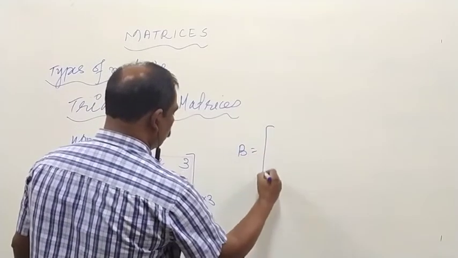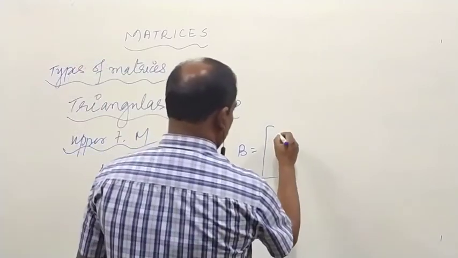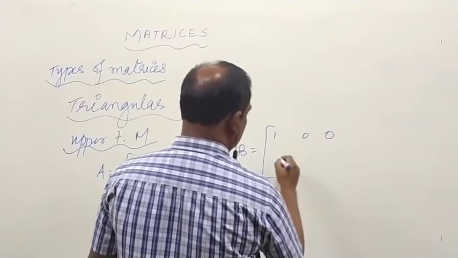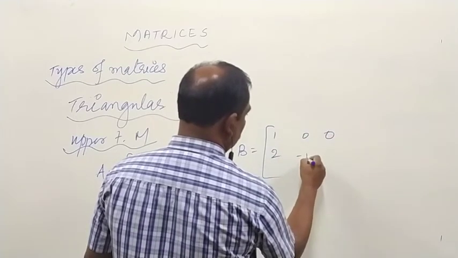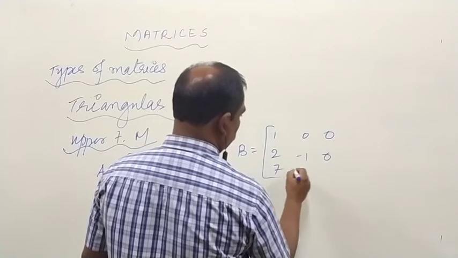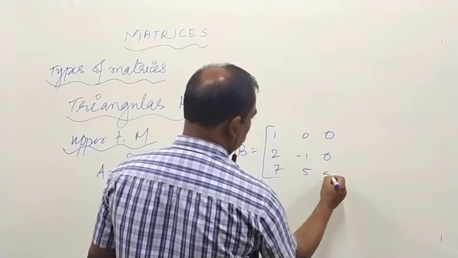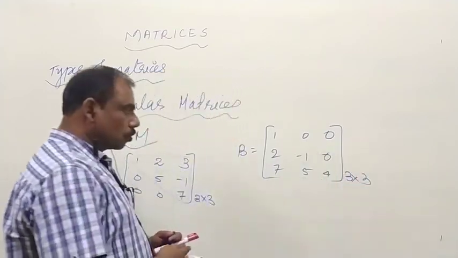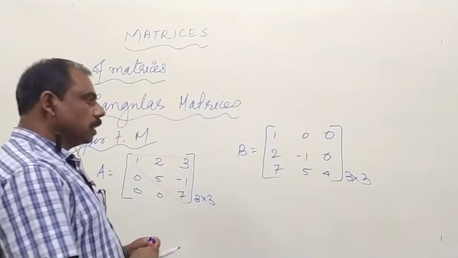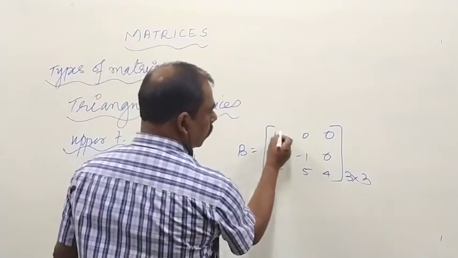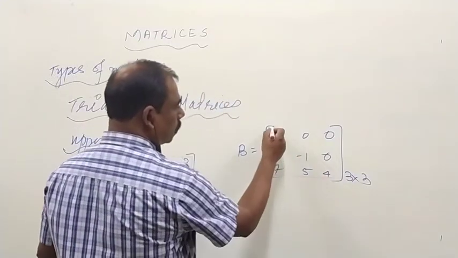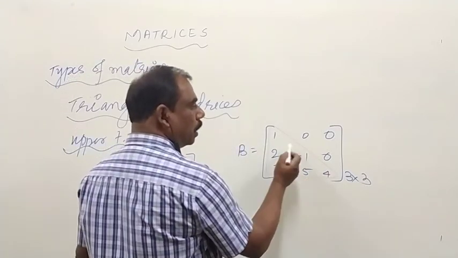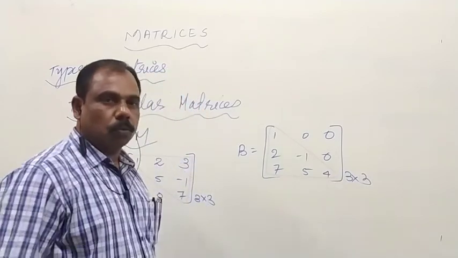Likewise, we have got a lower triangular matrix. Say for example, B is equal to a matrix. This is a square matrix. Once again, the order is 3 by 3, and we say that it is a lower triangular matrix. So, in this lower triangular matrix, the elements above the principal diagonal are equal to 0.